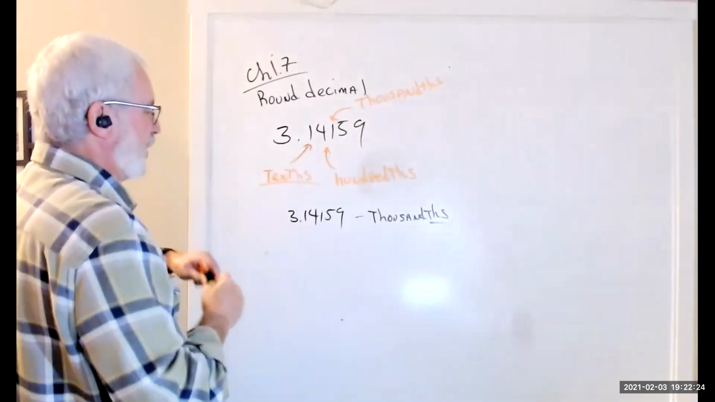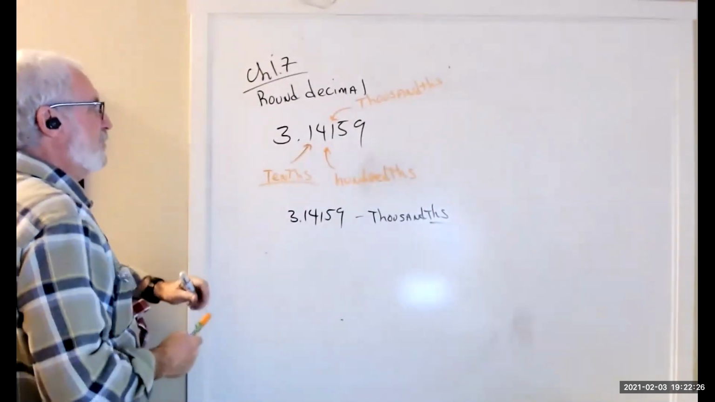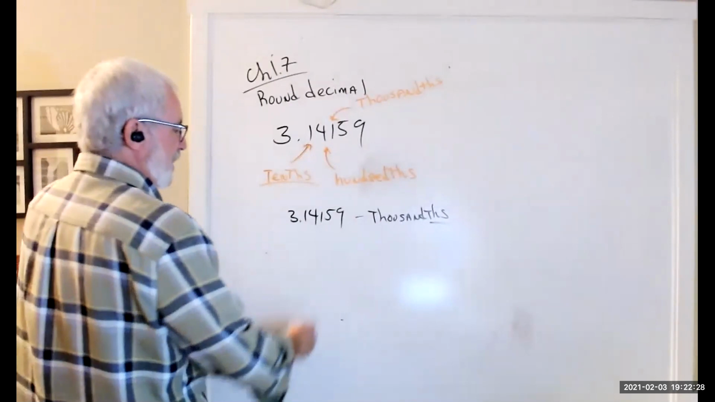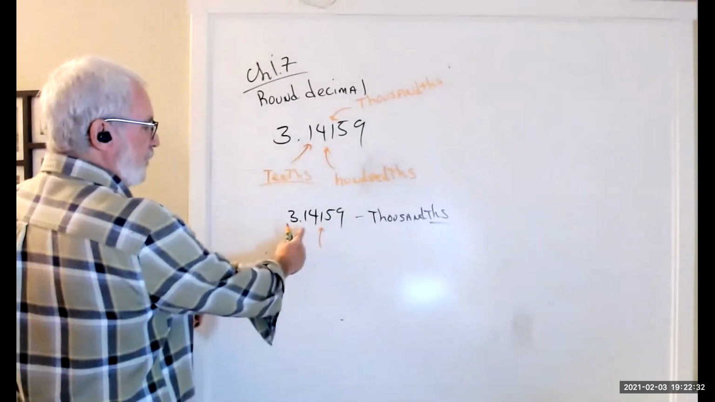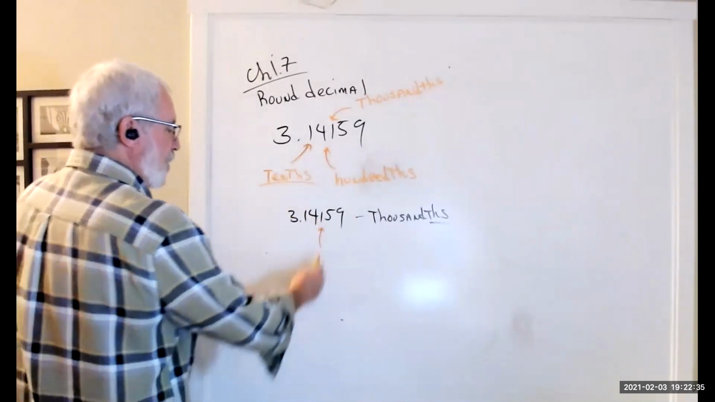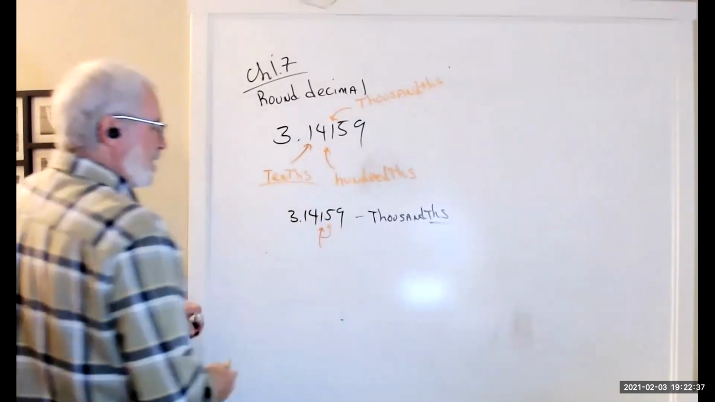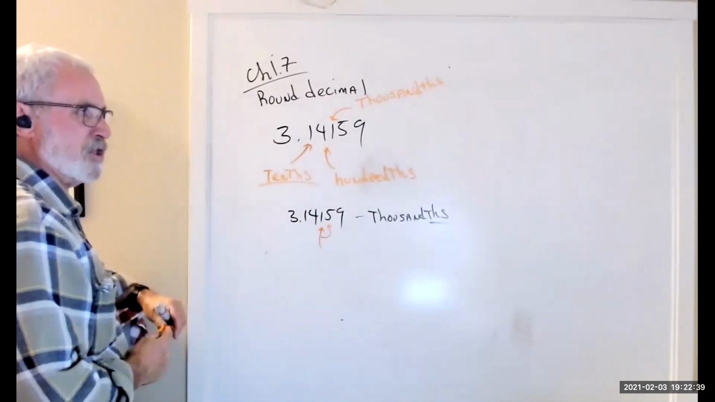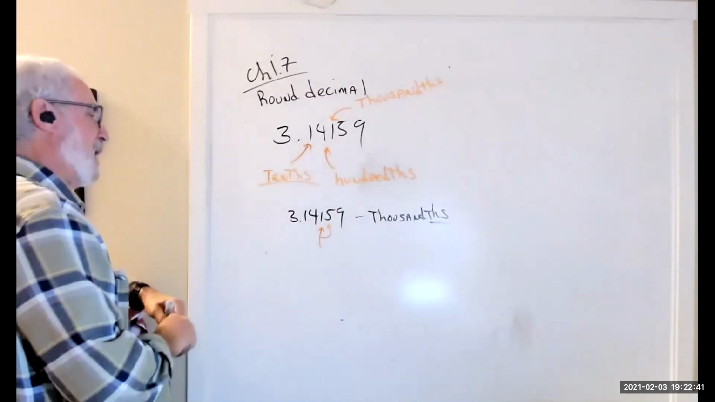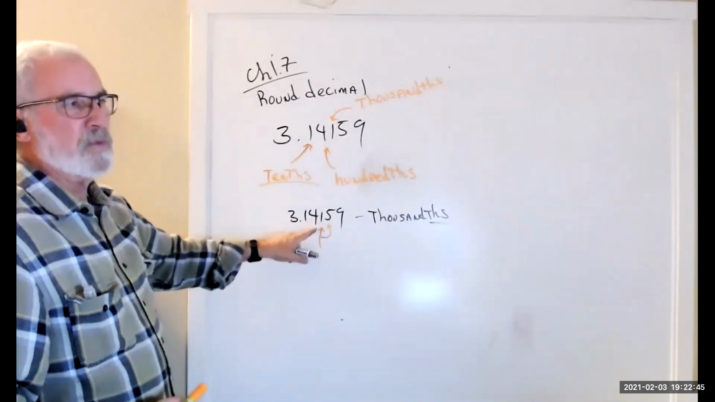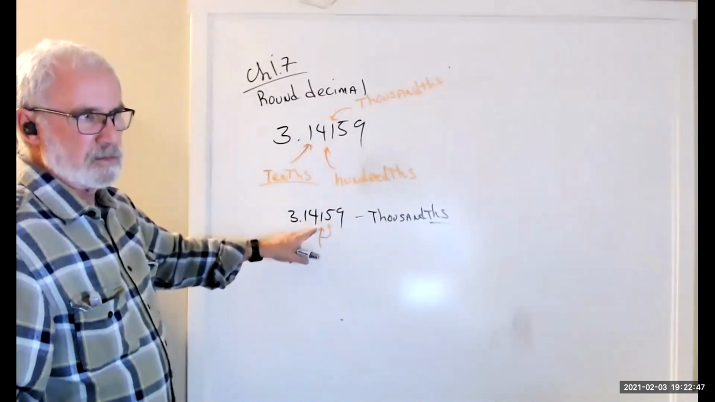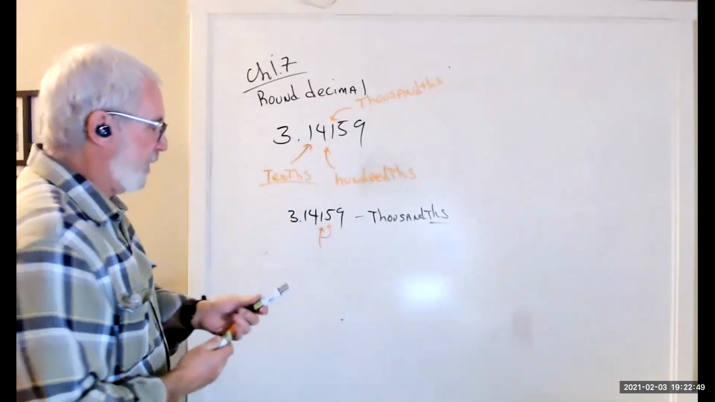Okay, so just like we did last night, we identify who's in the thousandths place, the 1, that one. Tenths, hundredths, thousandths. We look immediately to the right, the digit to the right of that. And we ask, is that number big enough to round that up? The answer is yes. Okay, so it rounds up to a 2.